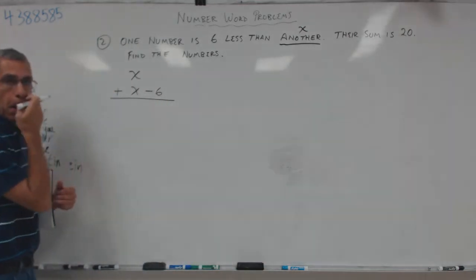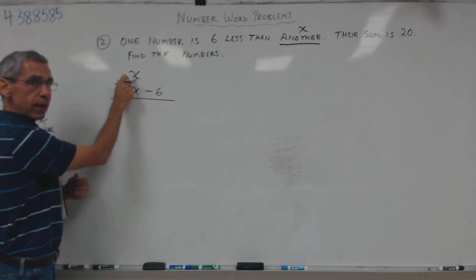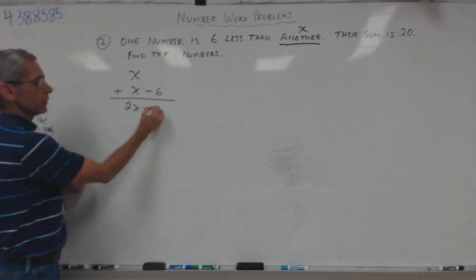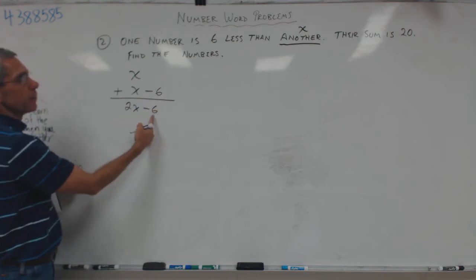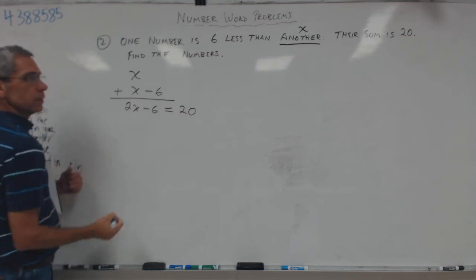No, you have X plus X minus 6. It's 2x minus 6. So X plus X, I have an apple plus an apple. I have 2 apples. I have 2 X's minus 6. That's my sum, and that equals 20. Oh, I know how to do it now.